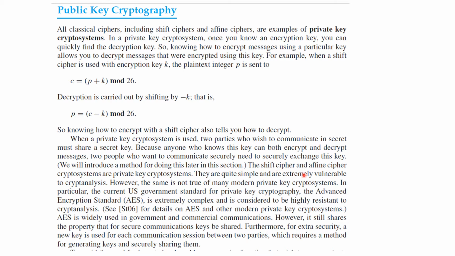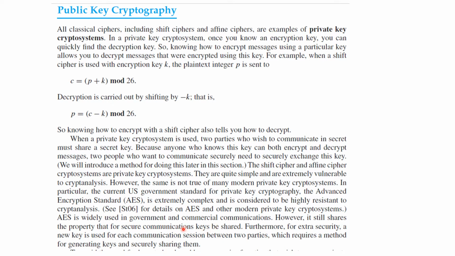So the shift cipher and the affine cipher are private key cryptosystems. They're quite simple and are extremely vulnerable to cryptanalysis the way we've shown. However, the same is not true of modern private key cryptosystems. In particular, the government has defense standard encryption standards for private key encryption that are very advanced, and the Advanced Encryption Standard is extremely complex and is highly resistant to cryptanalysis, although there's hacking that even happens with this, but it's very complicated, and it's beyond the scope of this course to discuss this in detail.